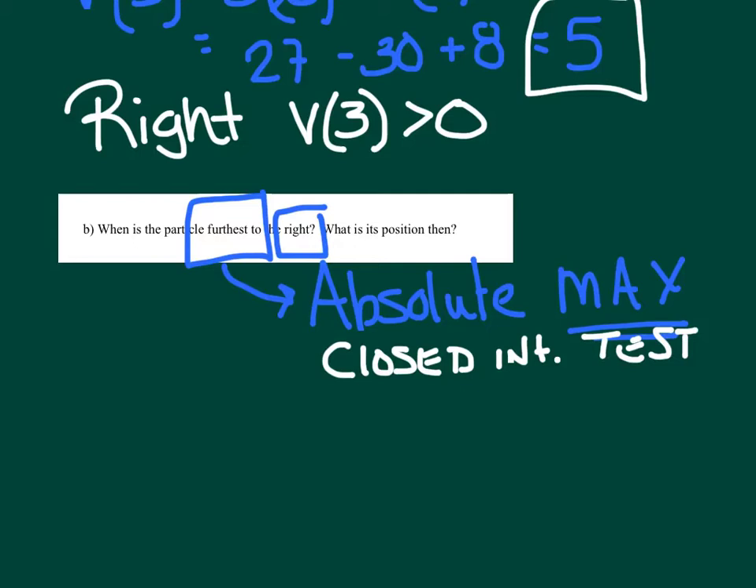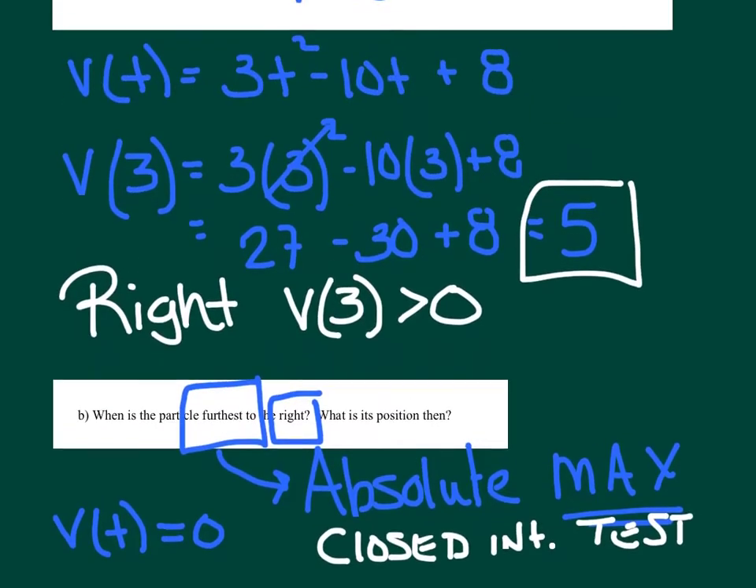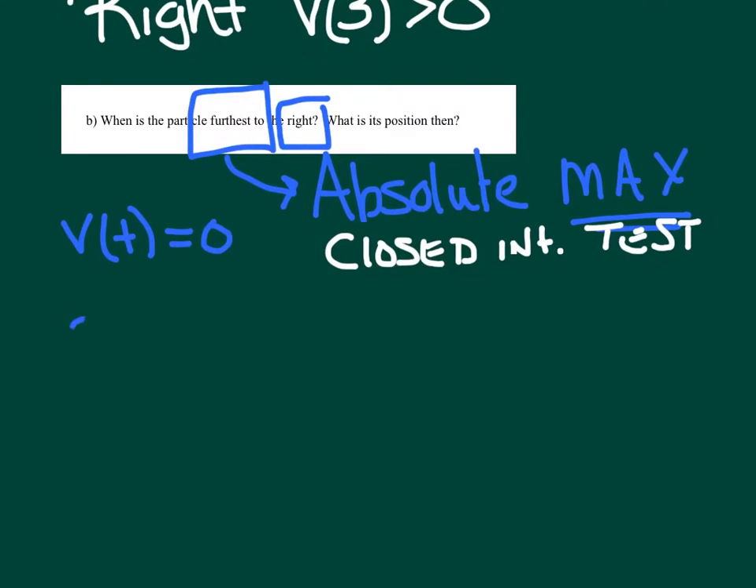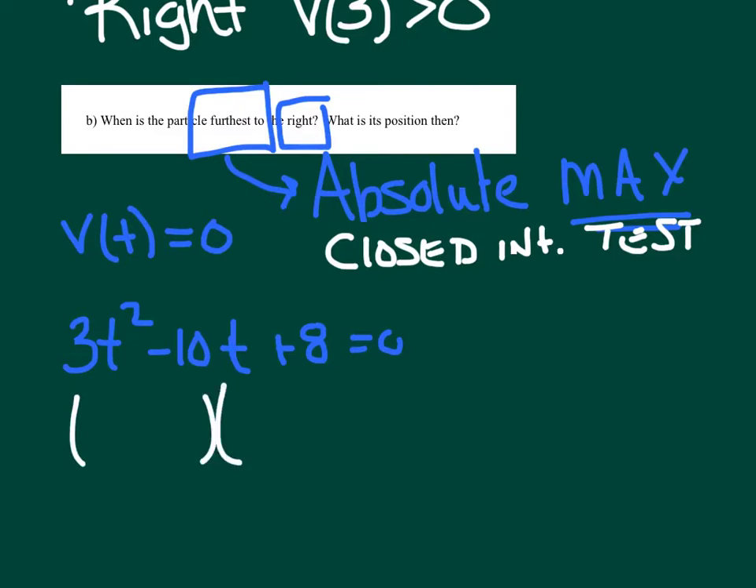So to find my critical points, remember I set my derivative, which is velocity, equal to 0. I already had velocity from my previous example, I just have to set it equal to 0. So 3t squared minus 10t plus 8 equals 0. I can hopefully easily factor that.